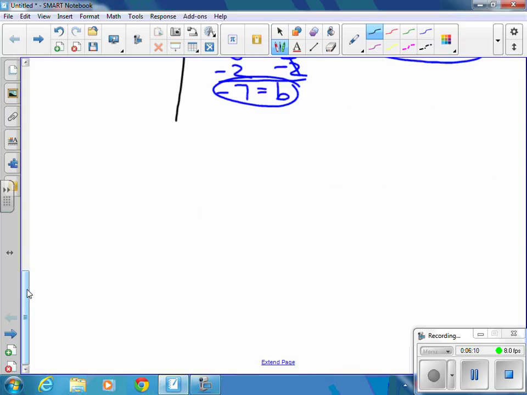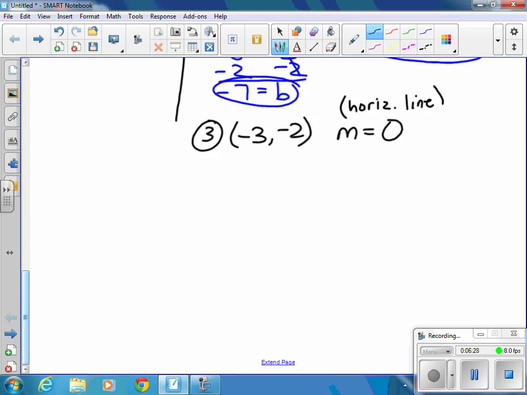All right, so third one of this type, and then we'll switch to the next one, is if I give you -3, -2, and your m value is 0. Now, automatically, if I'm telling you the slope is 0, you should automatically envision that this is a horizontal line, because they're the only kind that have 0 slope. And if you know anything about horizontal lines, which you now should, all of the equations start y equals and a number. So we need to figure out what it is.